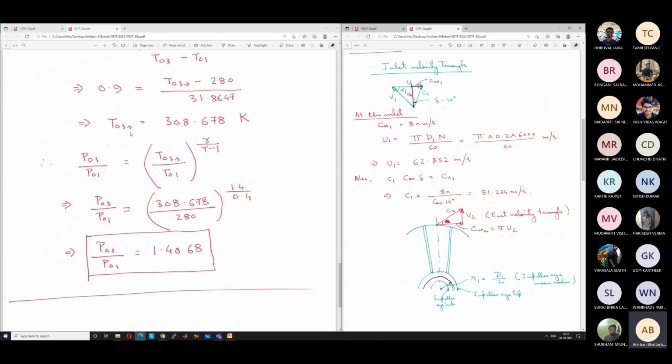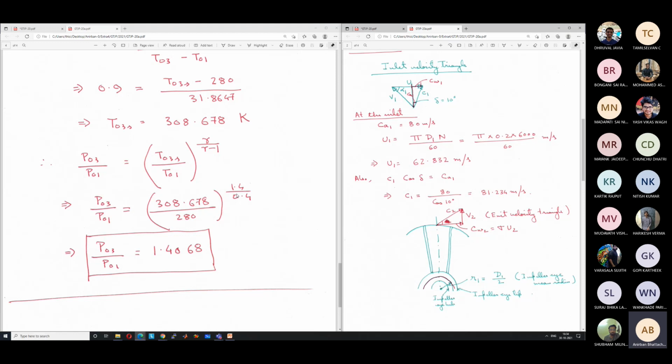So once we know T03s and T01, we can obviously calculate the pressure rise. P03 by P01 is T03s by T01 whole to the power gamma by gamma minus 1. Compressor deals with air, so gamma is gamma of air. So plug in the values: 308.678 by 280 whole to the power 1.4 by 0.4, and you will get 1.406. This is not very high. For an actual compressor, it can be around 4.